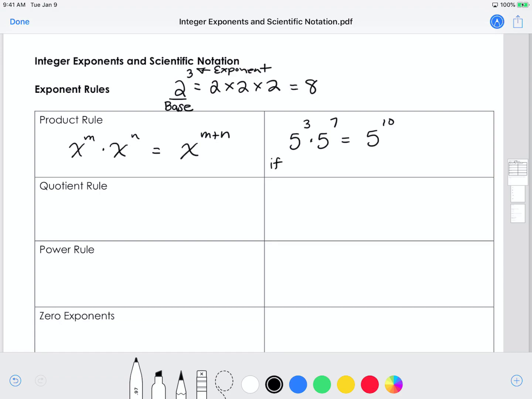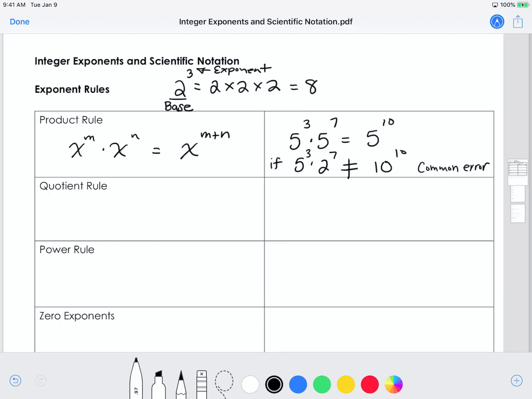Now, if I had 5 to the third times, say, 2 to the 7th, I cannot rewrite that. This does not equal 10 to the 10th because I can't take the 5 times the 2 and then add the 3 and the 7. You cannot do that. The bases have to be the same in order for this product rule to work. So this is a common mistake. When you're multiplying, you keep the same base and you just add the exponents.